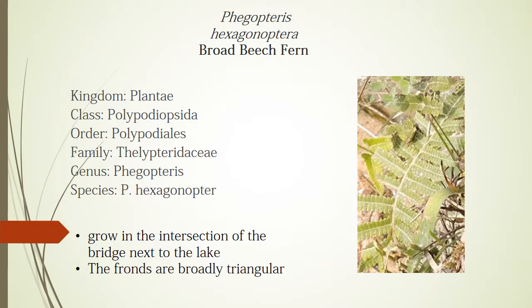Results. The plant that we found is the broad beech fern. The kingdom is Plantae. It grows at the intersection of the bridge next to the lake. The fronds are broadly triangular.